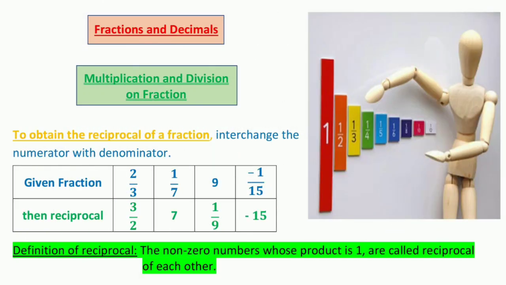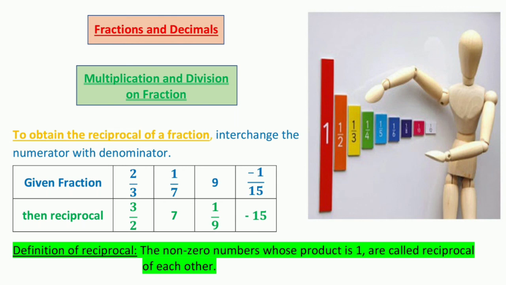Next topic is multiplication and division on fractions. To obtain the reciprocal of a fraction, interchange the numerator with the denominator. For example, the given fraction is 2 upon 3, then its reciprocal is 3 upon 2. Just reverse it. The numerator becomes the denominator and the denominator becomes the numerator.